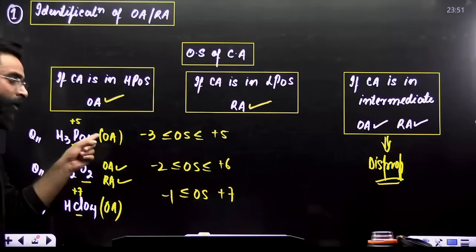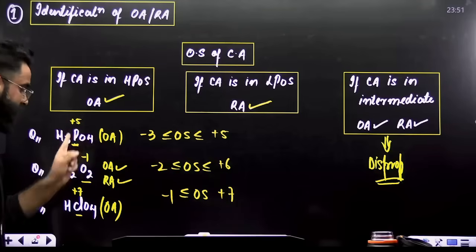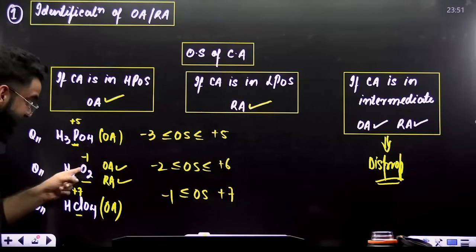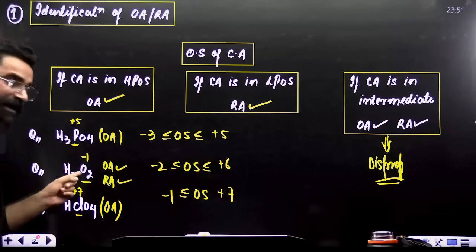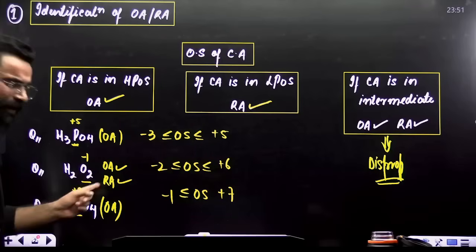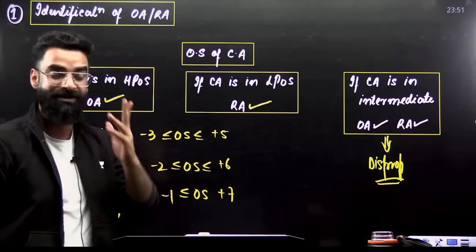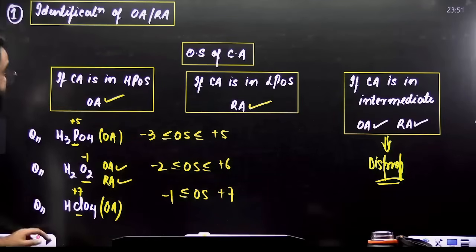Here, this cannot undergo disproportionation because this is in maximum. This cannot undergo, it's in maximum. This can undergo disproportionation because it is neither in minimum nor maximum. It is in intermediate. So it can undergo disproportionation. This can be one more question asked, right? Okay, moving on to the second concept.